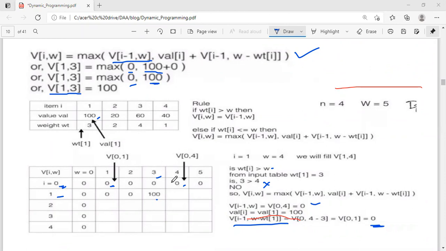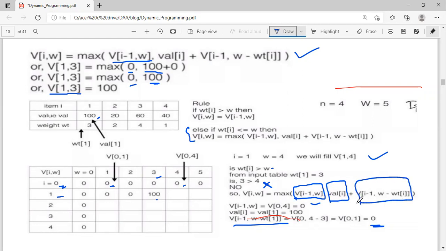The next is W is 4, item is 1 only. I is equal to 1, W is equal to 4. Again, 3 greater than 4? No, the condition is false. When the condition is false, we need to go with this formula. Again, the same procedure, we divide into 3 parts: 1, 2, 3. You can directly implement it in the formula, otherwise you can do it separately, then you will get the value.